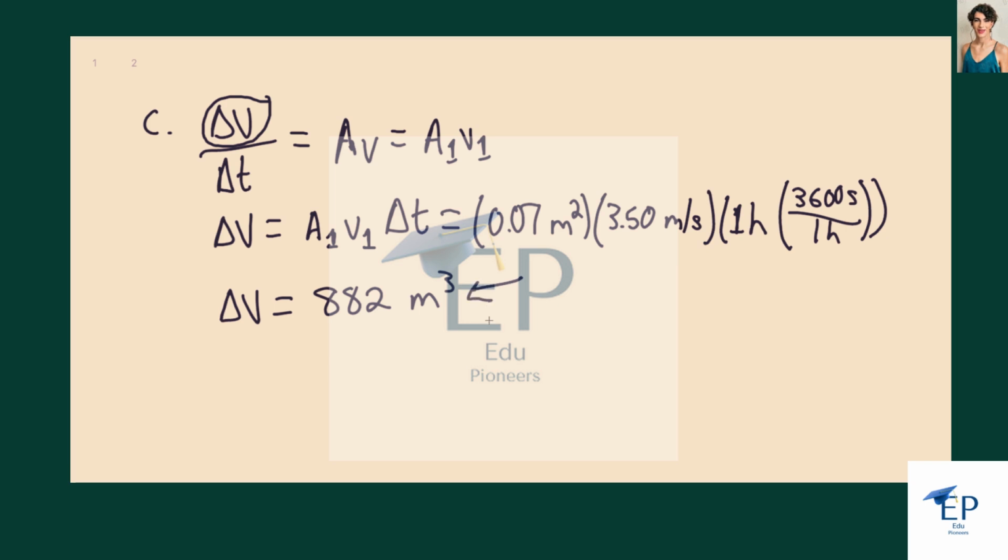So this would be the volume of water that flowed through the pipe after 1 hour. And this is the final answer for part C.